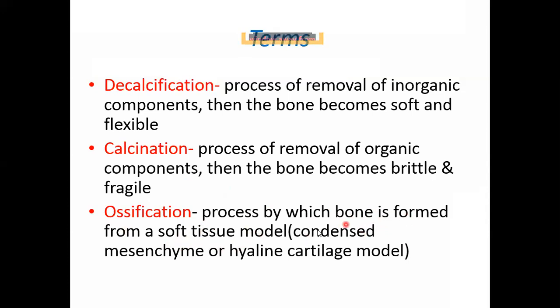And ossification is the process of bone formation, formed from a soft tissue model. It's either a condensed mesenchyme or a hyaline cartilage model. So there are two types of ossification: endochondral ossification, from the cartilage model, or membranous ossification, from the mesenchyme. Are you understanding? There are two types of bones, we said, right? One is the cartilage type, the hard one, and then you have the membranous ossification.